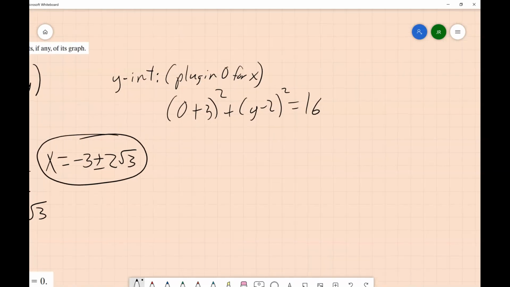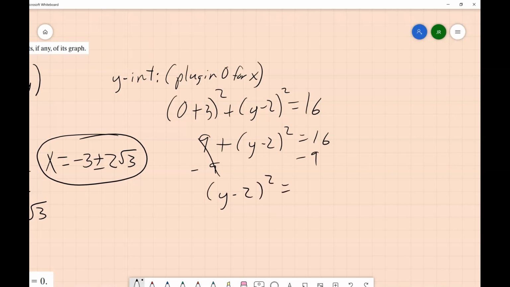So what's that going to be? That's going to be 3. 0 plus 3 is 3. 3 squared is 9 plus y minus 2 squared equals 16. Subtract the 9. Y minus 2 squared equals 16 minus 9, which is 7. Square root both sides. Y minus 2 equals plus or minus square root 7.